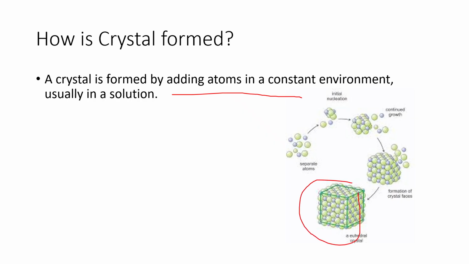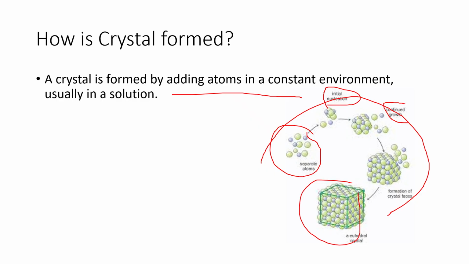So in this, we are seeing a lot of different atoms, and the initial nucleation is happening. That means initially they are coming together and sticking together. Some kind of bonding, bonds are being formed. Then continued growth in the same manner of how it started, and then slowly and steadily this crystal will be formed. The crystal formation is a very slow process.